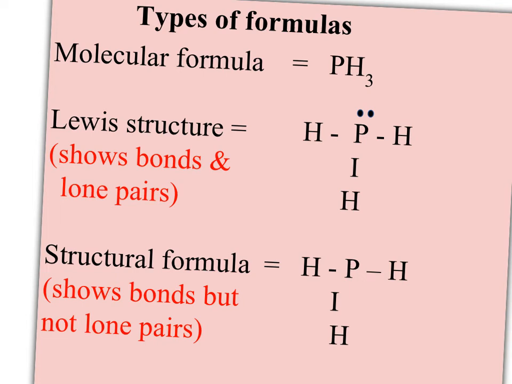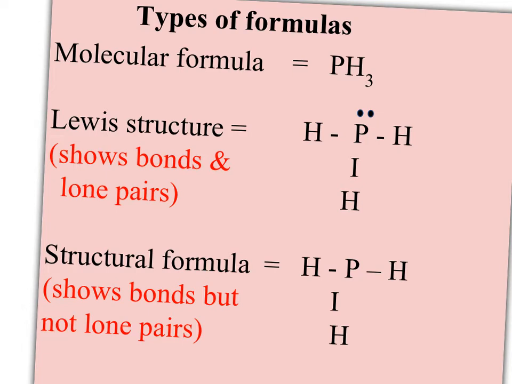Welcome. This video is going to take a look at another type of covalent bond, something that's called a dative or coordinate covalent bond. And before we get into that, I would just want to review the types of formulas we've been using. When we refer to the idea of a molecular formula, that is the shortest, most concise way to write a formula such as PH3. It also gives you the least amount of information.